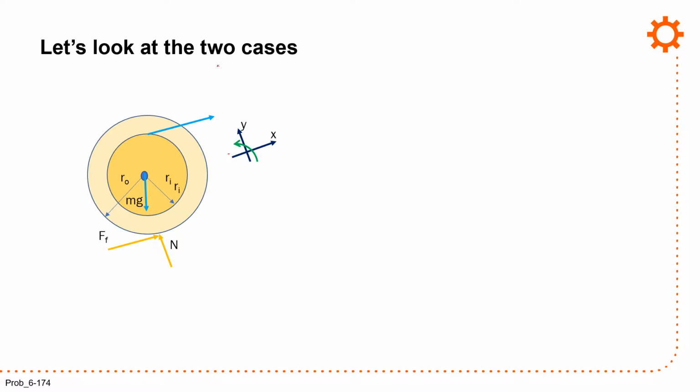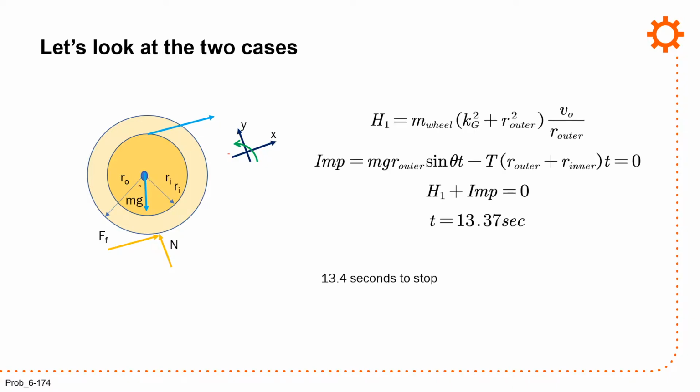In here, I have the tension, I have weight, and in orange are these two forces, and I put these in orange for a reason I'll show in a second. I have R_i and R_o. So H1 is the mass of the wheel, radius of gyration of the wheel, plus the associated shift from the center to the outer radius, so that's a parallel axis there.